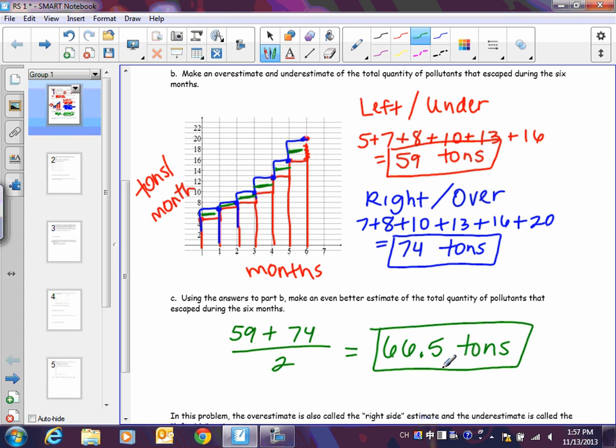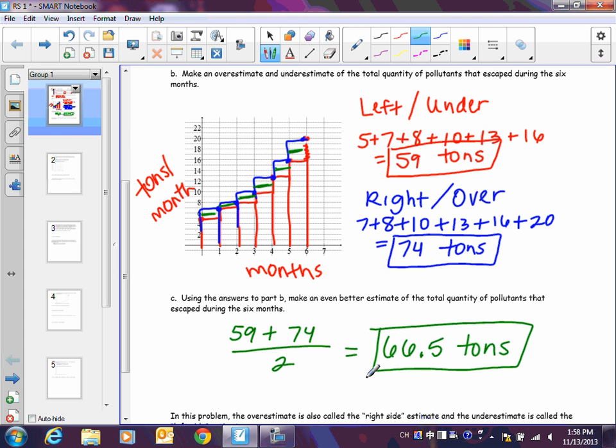So out of these three, which is the best answer so far? 66.5. Now, do you think that answer is exactly accurate? No. It's probably going to be a little over or a little under. Do you think there's any way to know which one it is?